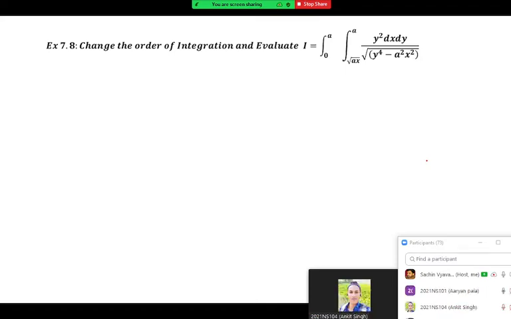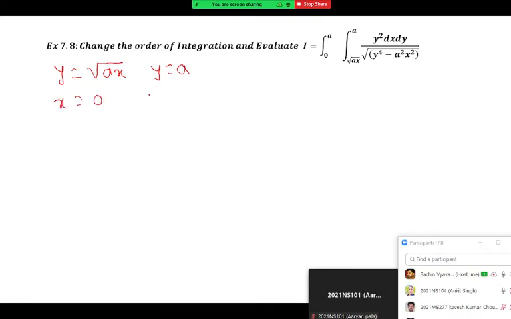y is equal to ax. y is equal to root x, no? Even though it is written dx dy, don't get confused by that. The limits are in terms of x, so as limits are in terms of x, those should be of y. So y is root x, y is equal to a, x is 0, and x is a. So you have to tell me these curves.